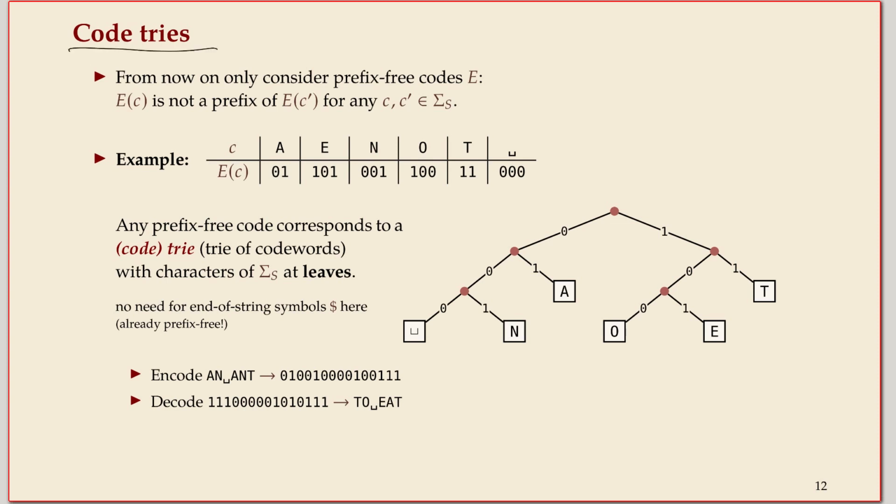And the nice property is, if a code is prefix-free, then it has a code trie of this shape, and any code trie represents a prefix-free code. So these are exactly the types of codes that we like.